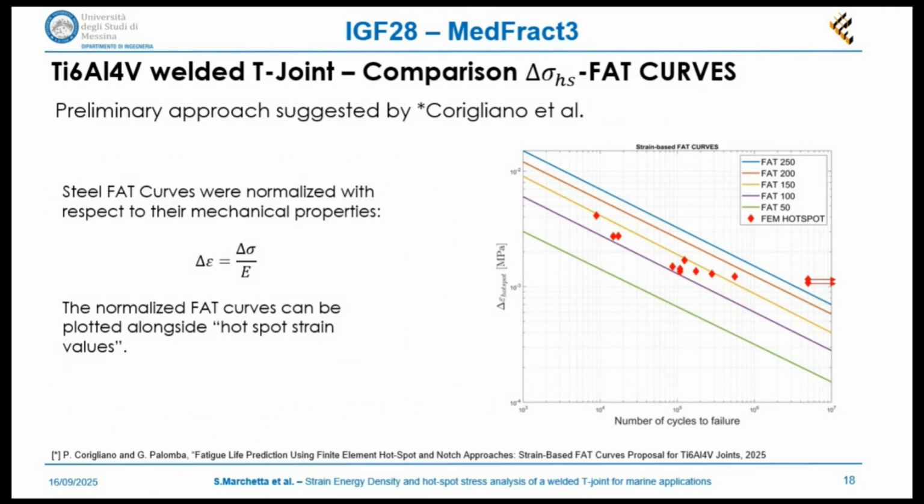And if we compare the new normalized FAT curves with the hotspot strain that we obtained from finite element analysis, we see that the data falls in between the FAT 100 curve and the FAT 150. And as we said before, the IIW suggests a conservative approach. So in this case, even if it still requires a little further attention, it seems to work.